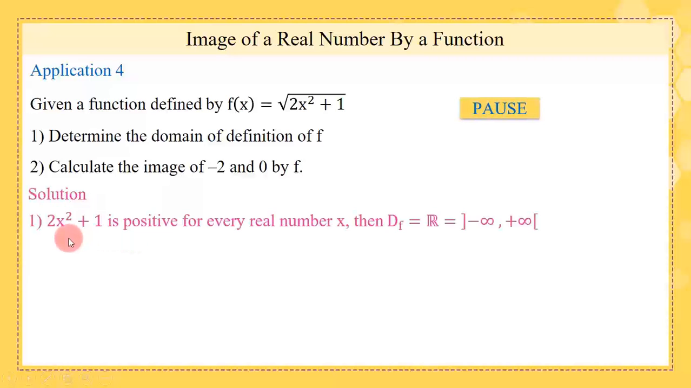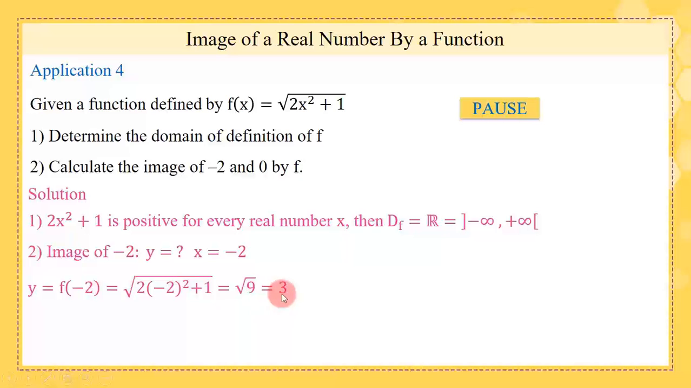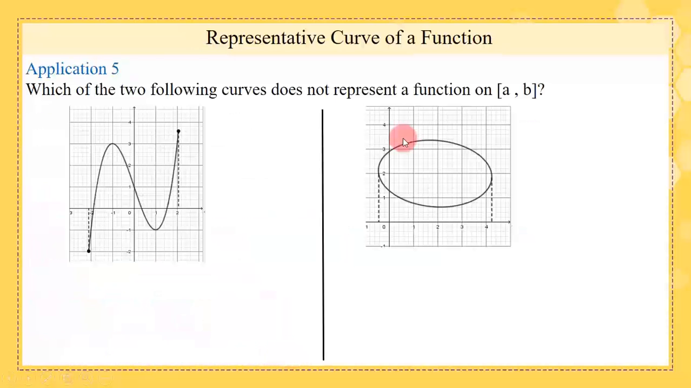Solution: since 2x squared plus 1 is positive for every x, then the domain of definition of f is R, which is equal minus infinity to plus infinity. Image of minus 2 is f of minus 2, which is equal to 3. Image of 0 is f of 0, which is equal to 1. Representative curve of a function.